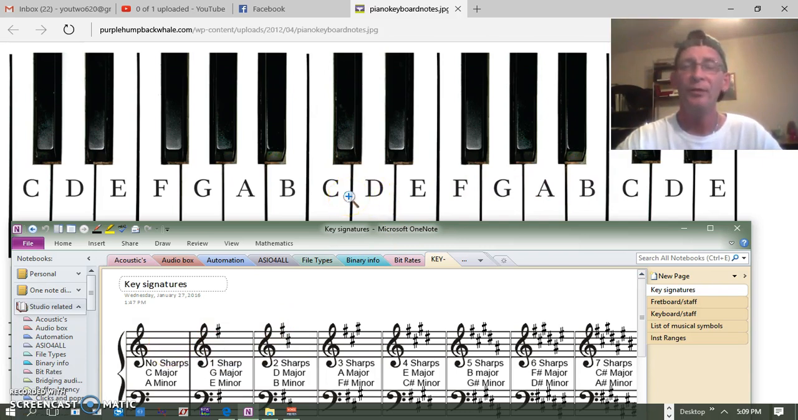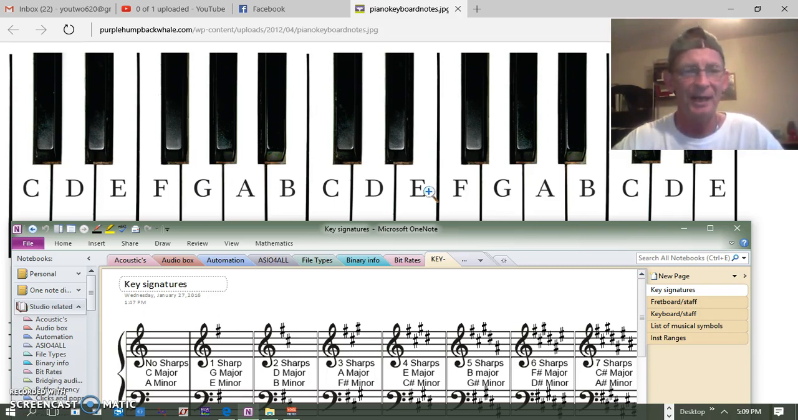Now, the thing is, when you're playing in key, you can only use those notes: C, D, E, F, G, A, B, and C. You can only use those notes to play in key. Any note that you play that's not those notes is not in key. That doesn't mean you can't do it. That just means you have left the key that you are playing from. It's that simple. Don't get it any more complicated than that.